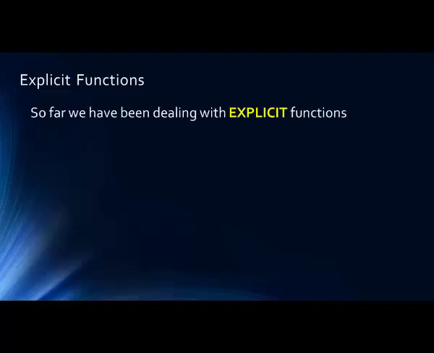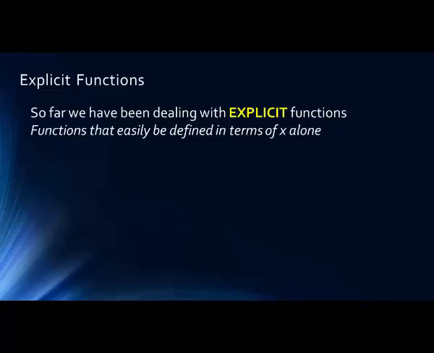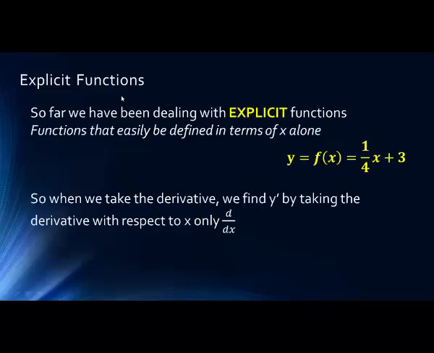So far we have been dealing with explicit functions, okay? And what that means is simply functions that can easily be defined in terms of x alone. So a function would be f of x equals some function of x, y equals 2x plus 4. This means that we can solve the equation for f of x and only have variables of x in the equation, okay? So this is an example here. So we have y on one side, or f of x, because this is the same thing. And everything on the other side is a function of x alone. That's what an explicit function is.